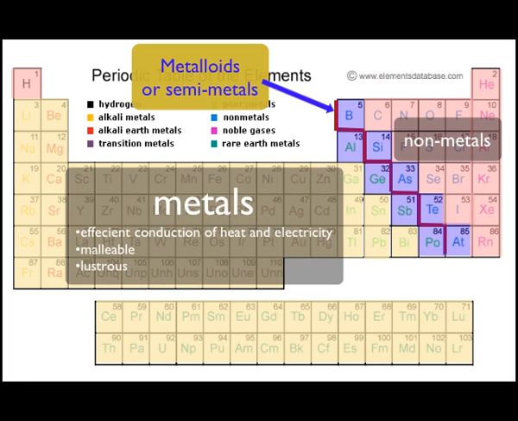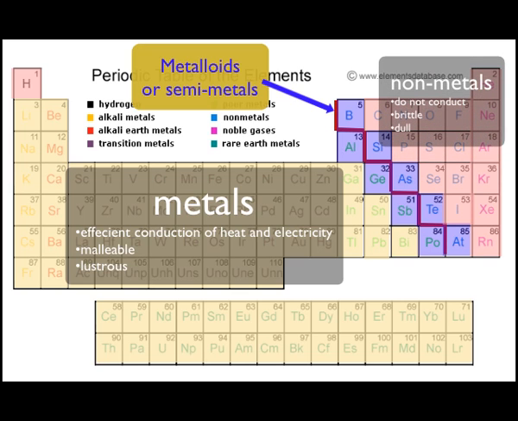Metals conduct heat and electricity, which means if one end of the metal is heated, the heat will travel to the other end. Electricity will travel through metals. Metals are malleable, which means when you pound them, they will form thin sheets and not shatter. Metals are also shiny or lustrous.